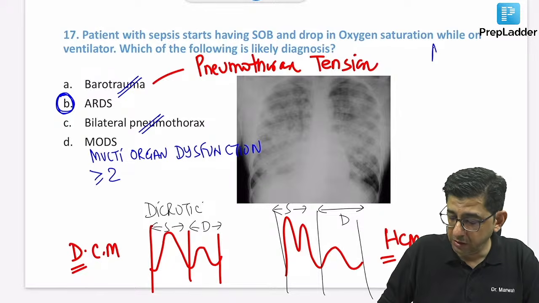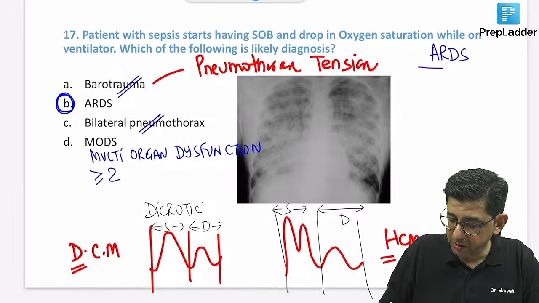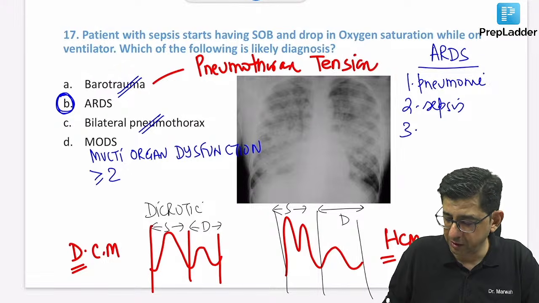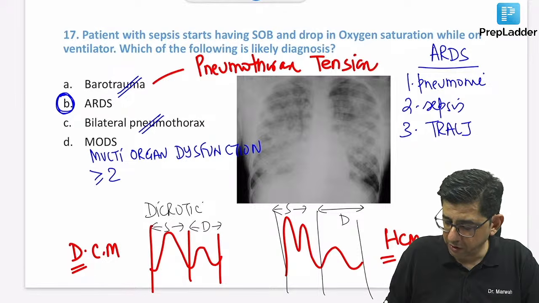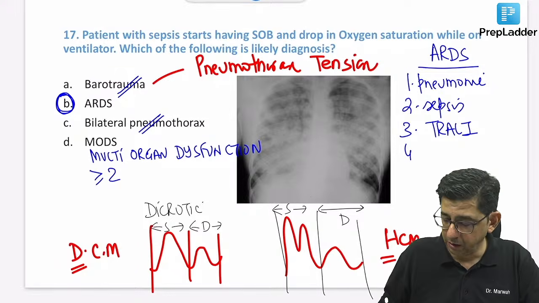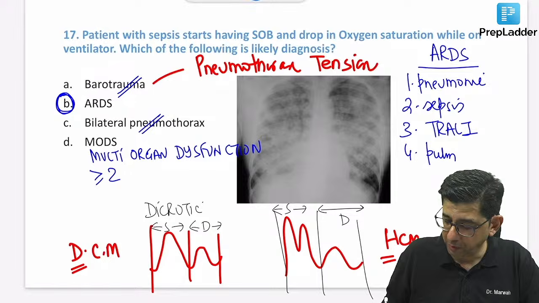Finally, what is the take home message from here? ARDS causes should be very, very clear to you. ARDS can be a complication of pneumonia. It can be a complication related to sepsis. Then it is seen with transfusion, that can be transfusion related acute lung injury. Then the next cause is trauma to the chest, that could be pulmonary contusion.